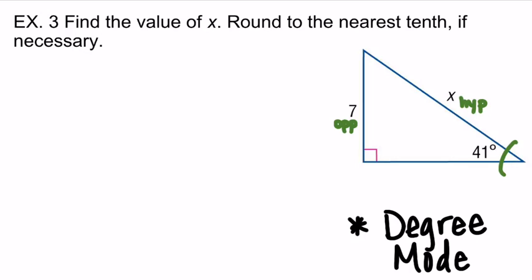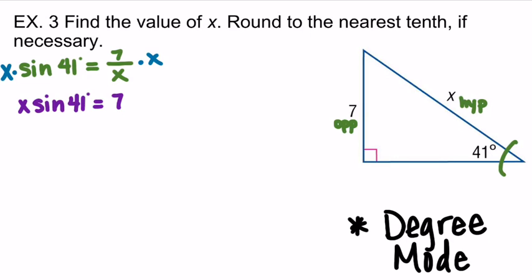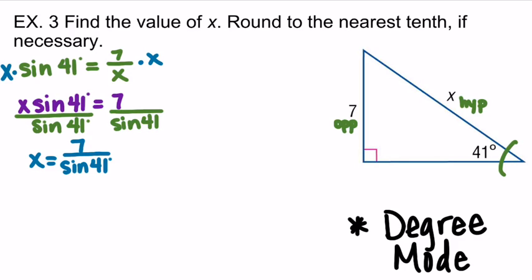So I have to think about what trig ratio I could use to solve this problem. Opposite over hypotenuse is sine, so I'm going to write the sine of 41 degrees equals 7 over x. And my goal is to solve for x. So I'm going to multiply by x on both sides, so then I'm going to have x times the sine of 41 equals 7. I'm going to divide by the sine of 41 on both sides, so x equals 7 over sine 41. So in my calculator, I type 7 divided by sine 41, and I'm going to round to the nearest tenth. This is approximately 10.7.